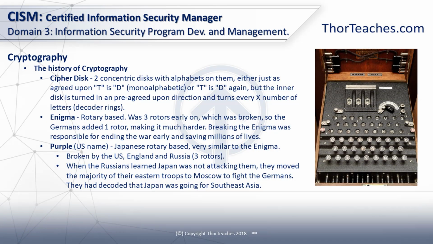A cipher disk is two concentric disks with alphabets on them. Concentric just means round. If they're monoalphabetic, or static, just like we looked at before, T would always be D, but normally the inner disk would be turned a certain number of letters in one direction after so many uses. So every 3, 5, 10 letters, we might rotate one disk 3 places to the right.